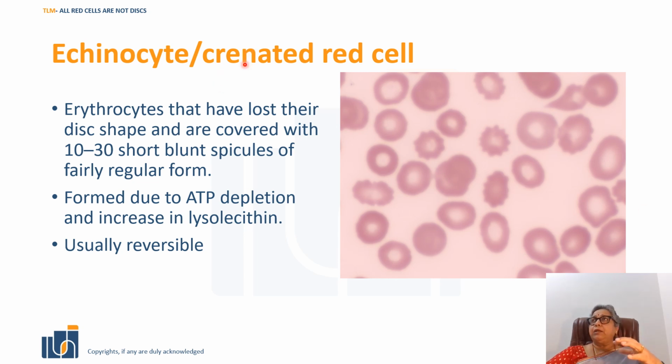Now we move on to the other speculated cell, which is an echinocyte or a crenated red cell. These are erythrocytes that have lost their disc shape, and they are covered with 10 to 30 short blunt spicules. They are almost equidistant, of the same height, covering the entire surface of the red cell. They are regular. This is called an echinocyte or a crenated red cell. This is formed due to ATP depletion and an increase in lysolecithin. These changes in the membrane of the red cell are usually reversible.